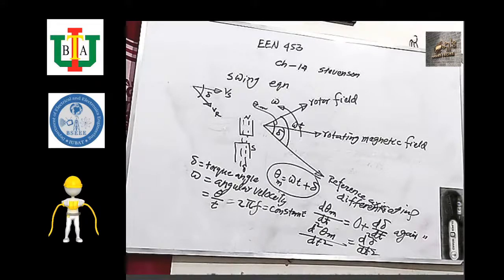Omega is constant. If you differentiate a constant, it will come to 0. So the second derivative comes like that: d square theta m by dt square equal to d square delta by dt square. We are getting that equation.